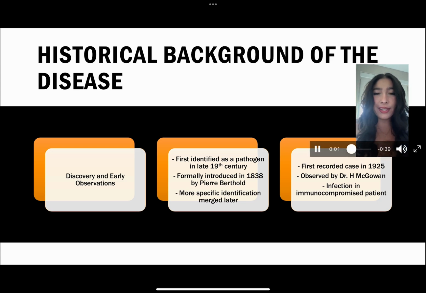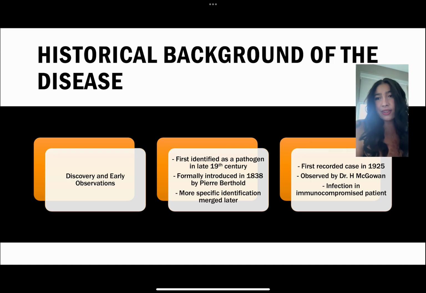Now moving on to a little bit of the history and background of this fungus. The history of Candida albicans dates back to the late 19th century when it was first identified as a pathogen. The genus Candida was formally introduced in 1838 by the French mycologist Pierre Bethold. The specific identification of the fungus as a distinct species emerged later on.